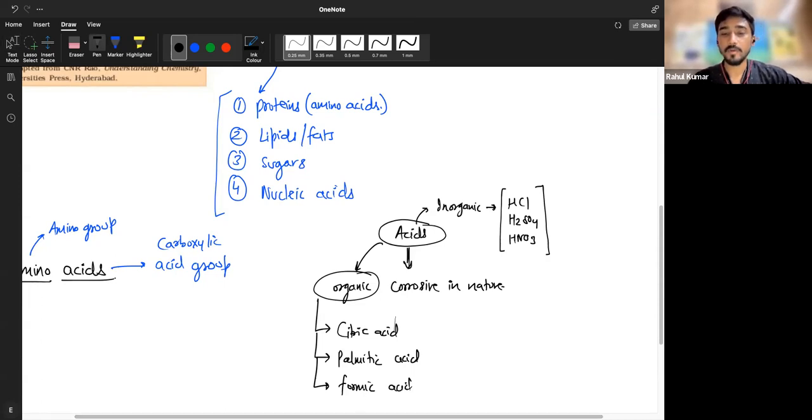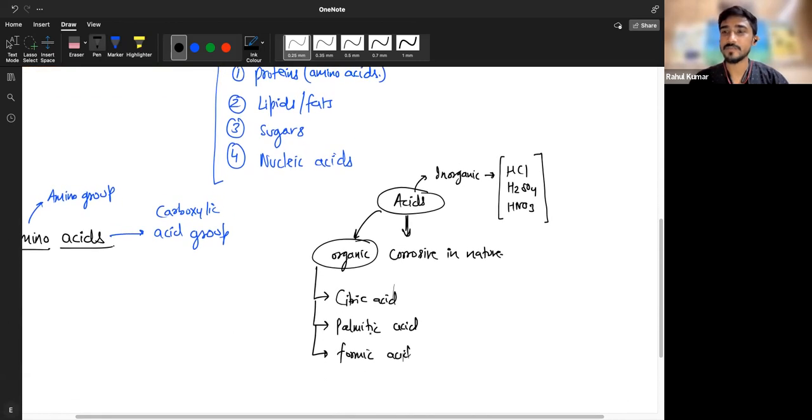Formic acid. How many of you have been stung by a bee? Bee sting burns, right? It hurts. Bee sting or ant stings, they have formic acid. That's why when they sting you, there's a swelling. Yes, this one. Aisha. It's a bumblebee actually.